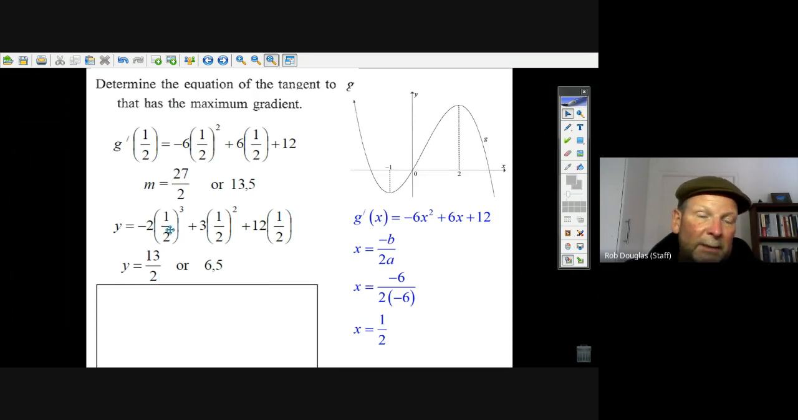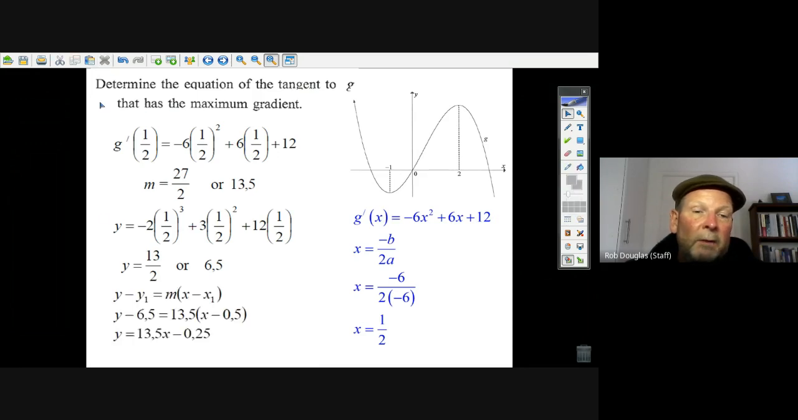Now we've got an x value of a half, a y value of 13 over 2, or 6.5, and all we do is use the formula for the gradient and a point, where x1 is a half and y1 is 6.5. Just put that in. The gradient is 27 over 2, or 13.5, and then just work it out. 13.5 times x, there it is, 13.5x, 13 and a half times a half minus 6 and a half.